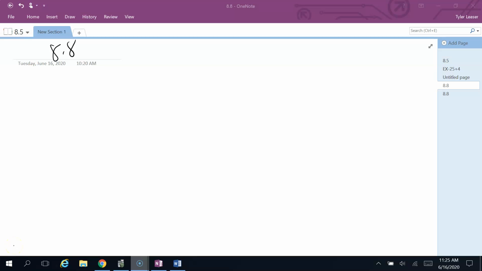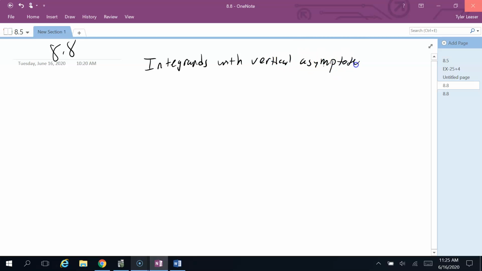Okay, so the other kind of improper integrals that we're going to be looking at are integrands with vertical asymptotes. You can kind of think of the last examples that we were looking at as ones with horizontal asymptotes. Okay, so just a couple of definitions again.